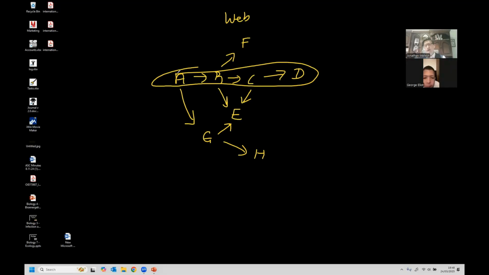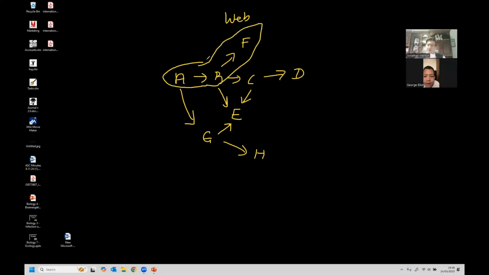A eaten by B. B eaten by F. Very good. So that would be another food chain, wouldn't it? Can you see another? C eaten by D. Well, that's a very short one. Go on. C eaten by E. That's also a very short one.